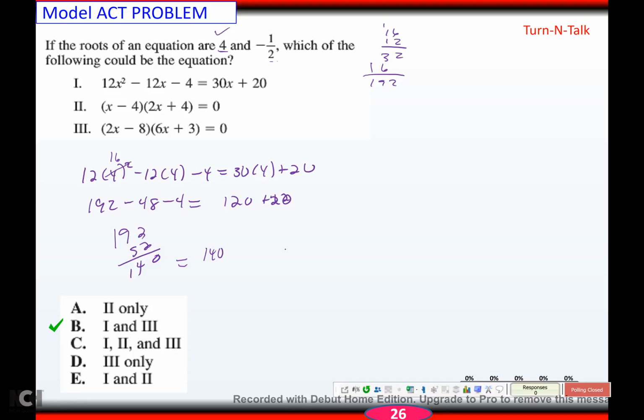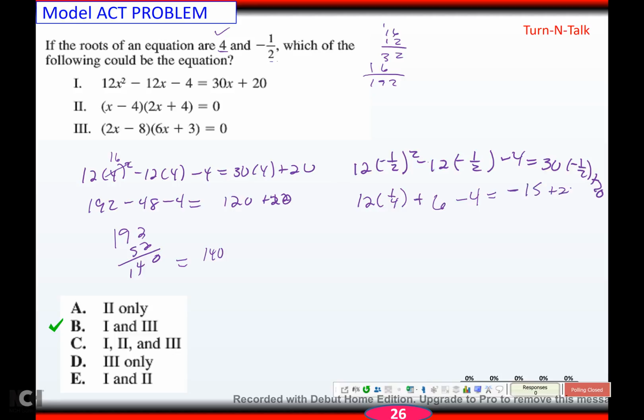Now we've got to try and plug in negative 1/2. I have 12 times negative a half squared minus 12 times negative 1/2 minus 4 equals 30 times negative 1/2 plus 20. Okay, I got 12 times 1/4 minus, well, negative times a negative is plus half of 12 is 6 minus 4 equals negative half of 30 is negative 15 plus 20. A quarter of 12 is 3 plus 6 is 9 minus 4 is 5. Negative 15 plus 20 is positive 5.